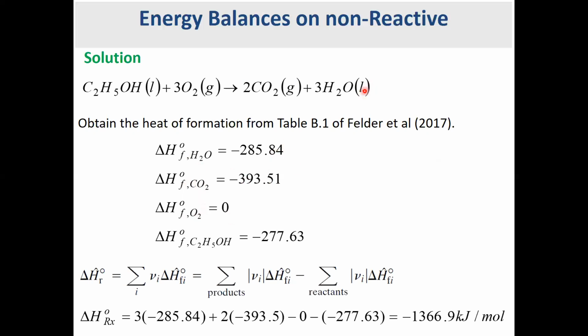When you are reading the data from the table, you have to consider the phase of each component. As we know, we just have to put it in this equation: the stoichiometric values multiplied by the standard heat of formation for products, minus the stoichiometric values multiplied by the standard heat of formation for reactants. So that is why we put 1 multiplied by this value.